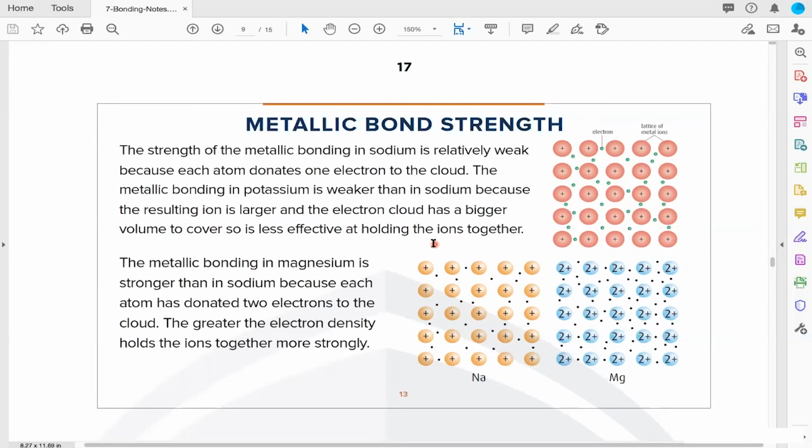The definition was: it is the electrostatic force between positive ions in a lattice with freely moving electrons. So you see, more electrons, more attraction. The lattice is there, so that means that the structure, we can talk about it. Metallic bonding has this structure.